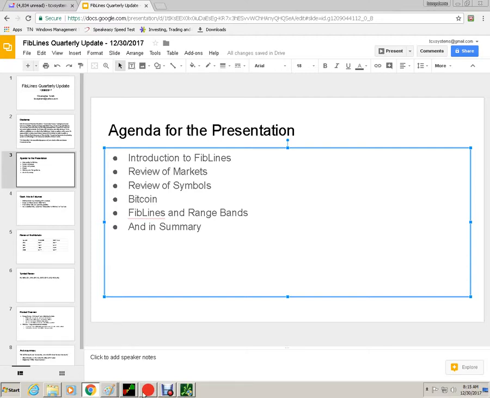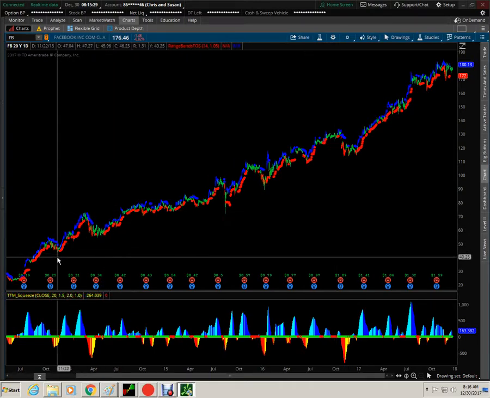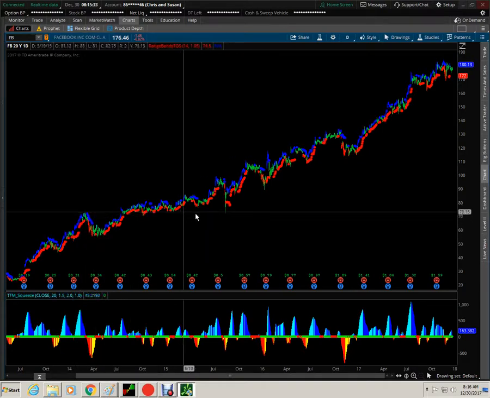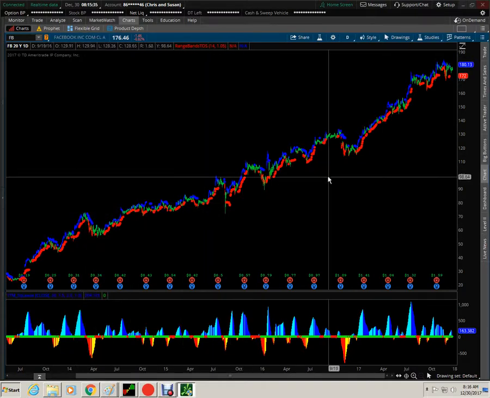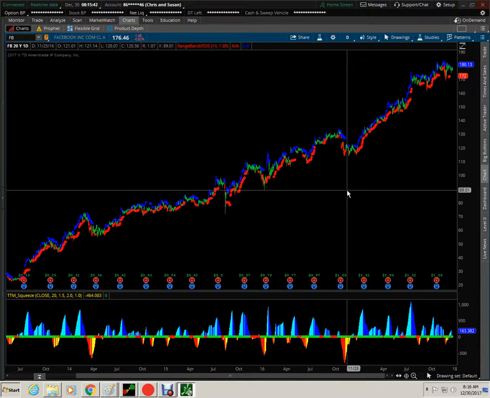So first of all, what is FibLines? FibLines is a technical study that can be applied to pretty much any stock market chart that identifies hidden areas of support and resistance. So here's a chart of Facebook, one of my favorites, with the range bands indicator applied to it. You can see it's a trend following indicator. It's done a pretty good job of keeping you on the right side of Facebook. But where's Facebook going to end? What targets do you have? At what points will it find support and resistance? Well, the FibLines indicator helps with that.